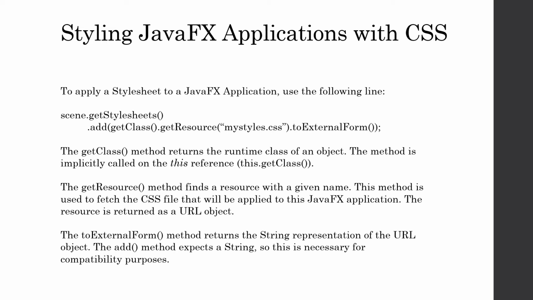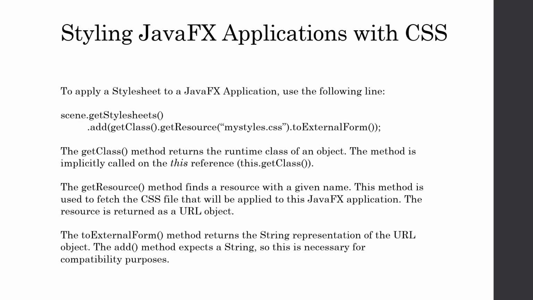So we're going to use this getStyleSheets method. That will give us a list of all the style sheets currently being applied to it. So when we're first adding some new style to it, that list is initially going to be empty. So we're going to put a single style sheet into it. So we're going to use the add method to do that. So we can see right there that .add.